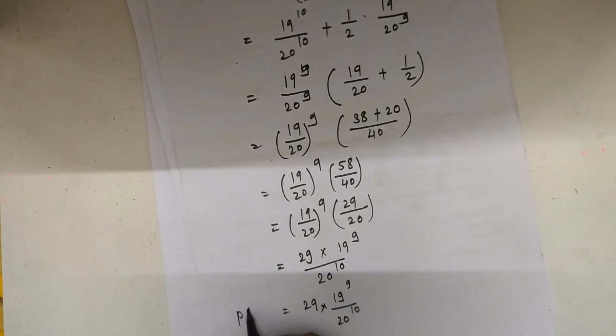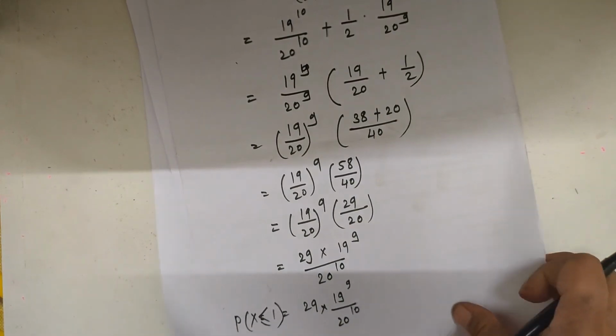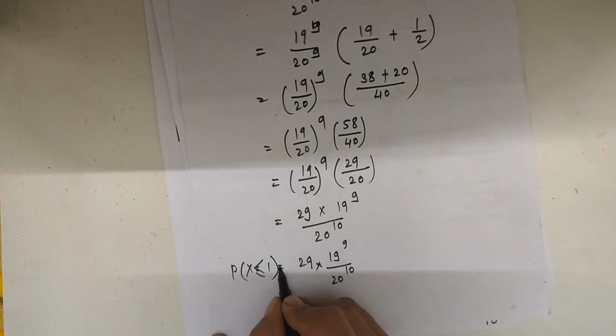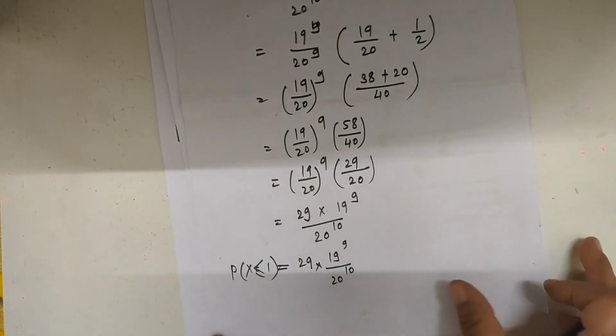So the probability for defective atoms which is not more than 1 can be calculated by using binomial distribution.